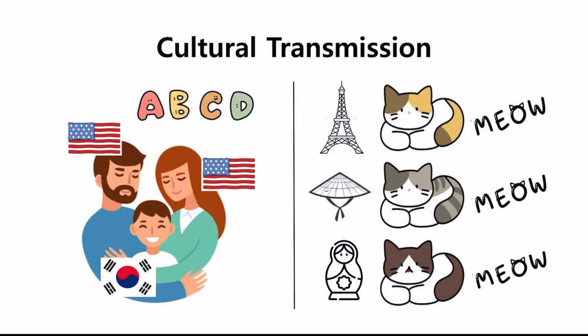Third, human language has cultural transmission. We are not born knowing a language, we learn it from the people around us. A baby born to Korean parents but raised in the United States will grow up speaking English. Animals' communication, however, is mostly instinctive. Cats around the world meow in the same way no matter where they live.